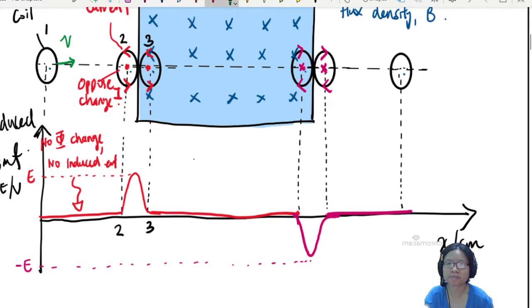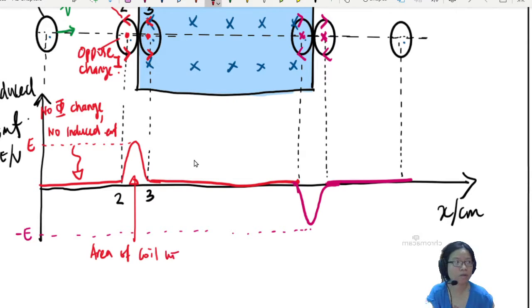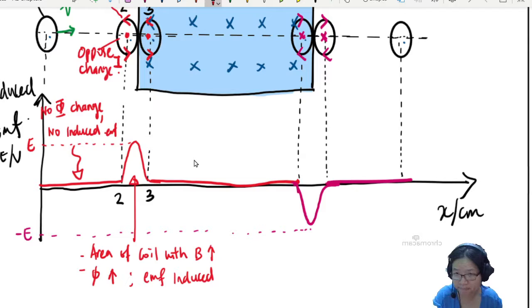So at this point, what I'll say is from position 2 to position 3, the area of the coil with the magnetic field increases. And because of this, the flux increases. So EMF is induced. This is according to Faraday. If EMF is induced, what happens then?